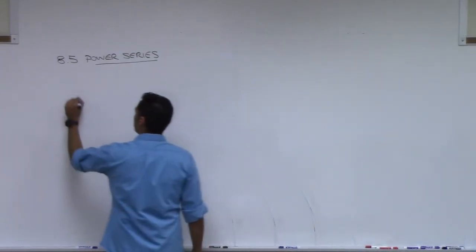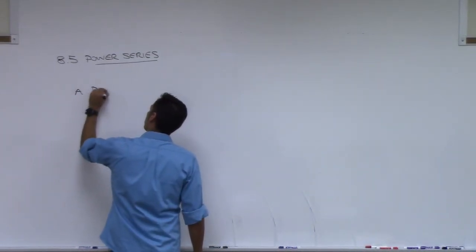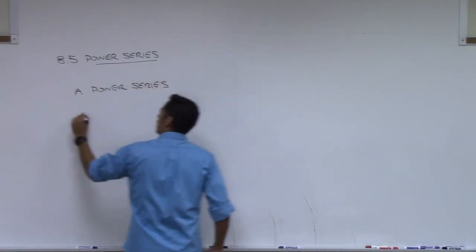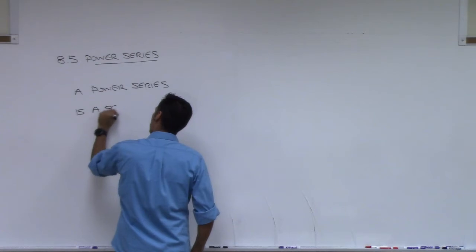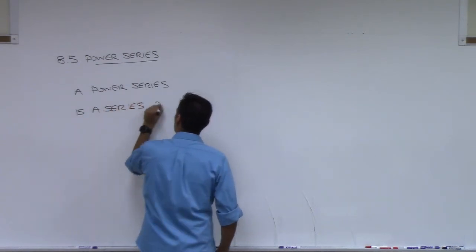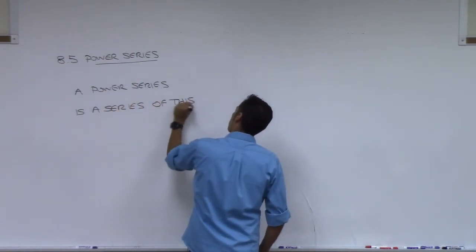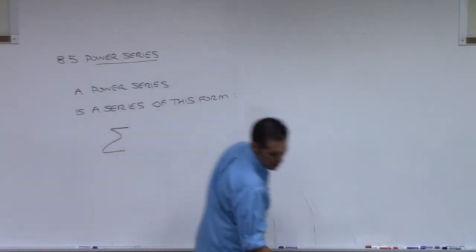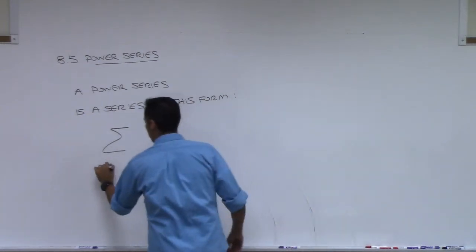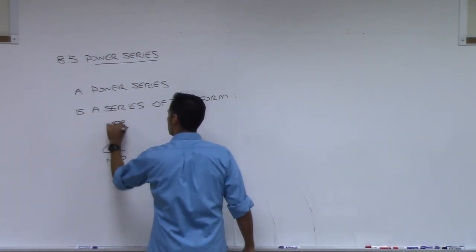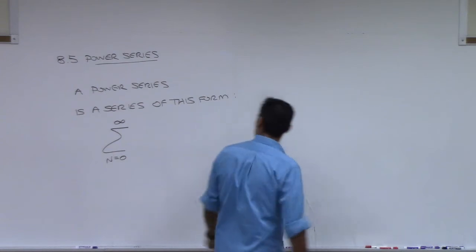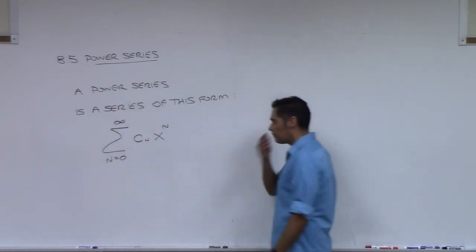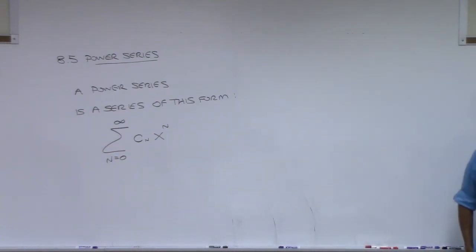So, a power series is a series of this form. Sum, and we are going to start at n equals 0. Hello, n equals 0. Okay, please pay attention to that. C sub n, x to the n. This is a power series.